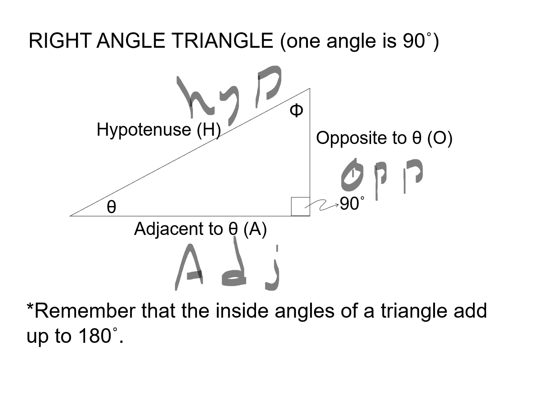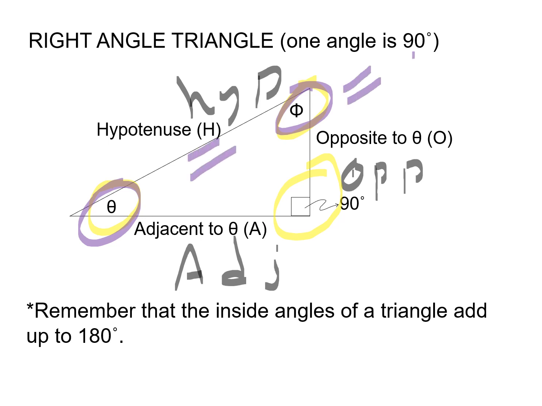And last thing, remember that the inside angles of a triangle always add up to 180, excuse me. But what we're working with is always going to be a right triangle. A right triangle means there can only be one corner that is equal to 90. That means these last two angles together would be equal to 90, because 90 plus 90 equals 180.